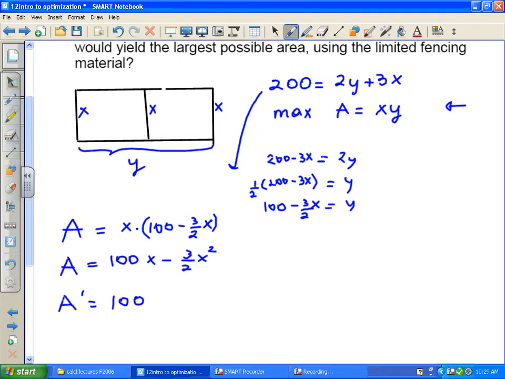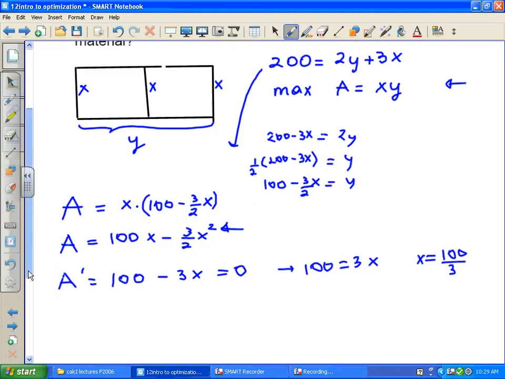Okay, so the derivative of the first one is 100. The next one is minus 3x. Set it equal to 0 and solve for x. You will get 100 is equal to 3x. x is 100 over 3. When you take the derivative of this term, bring the 2 down, right? So you have 3/2 times 2. The 2's cancel. Okay. So at this point, you can convert to a decimal, or if you like, keep it like this at the moment, so that way you don't have rounding errors.